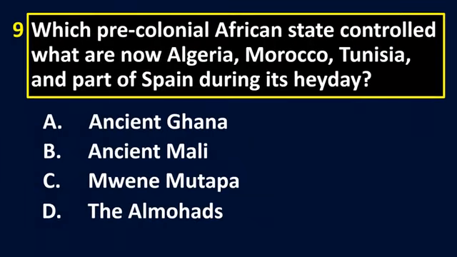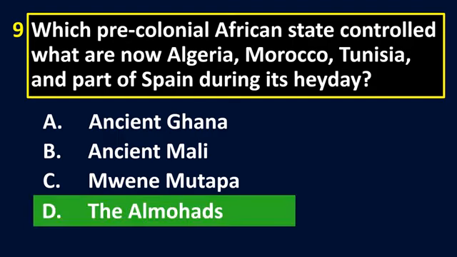9. Which pre-colonial African state controlled what are now Algeria, Morocco, Tunisia, and part of Spain during its heyday? A. Ancient Ghana. B. Ancient Mali. C. Mwani Mutapa. D. The Almohads. The answer is D. The Almohads.